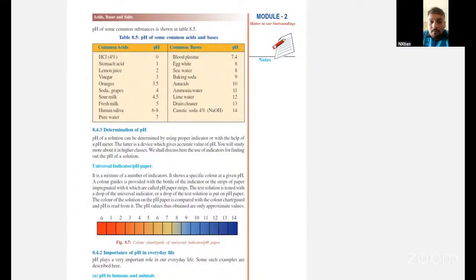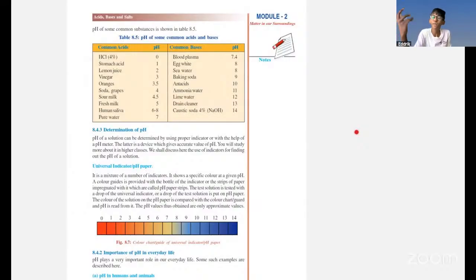Yes or no? So like caustic soda, we have 14, and lime water. We are not drinking lime water, sorry. Lime water is calcium hydroxide, Ca(OH)2. This is called lime water. Okay, we are not eating lime water.